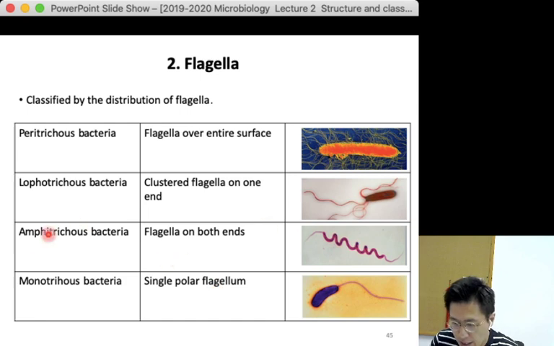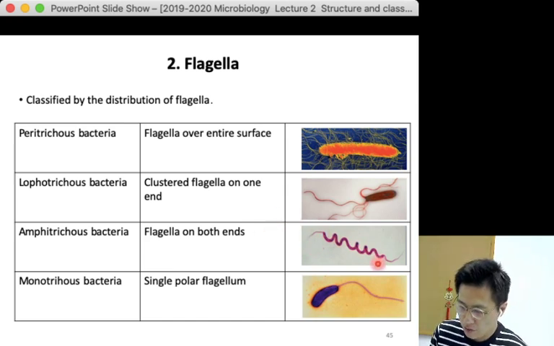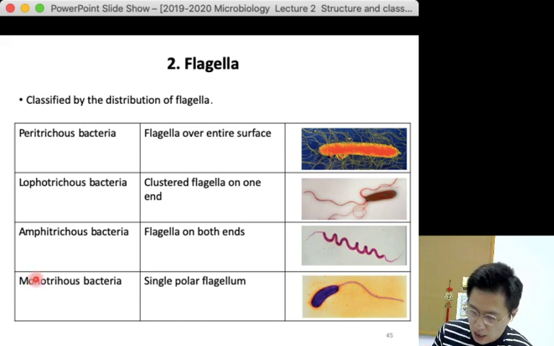And the third one is amphitrichous flagella. Amphi means both ends. These are flagella at both ends, so one and one. And the final one is the mono. Mono means one single polar flagellum. Okay, so there are four types of flagella.